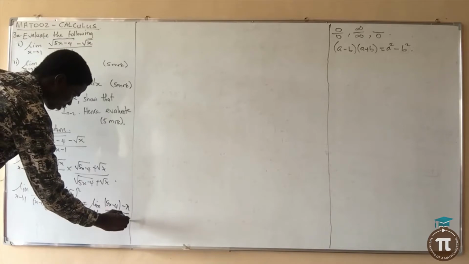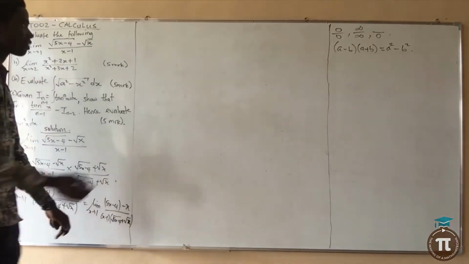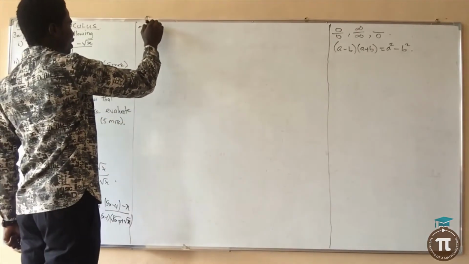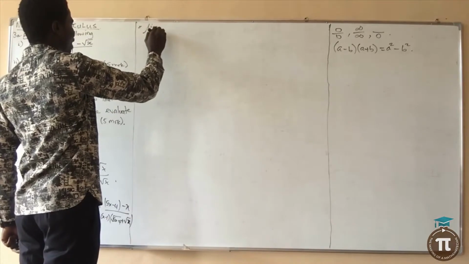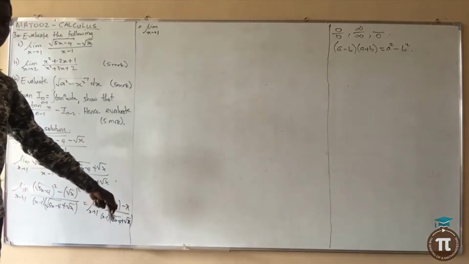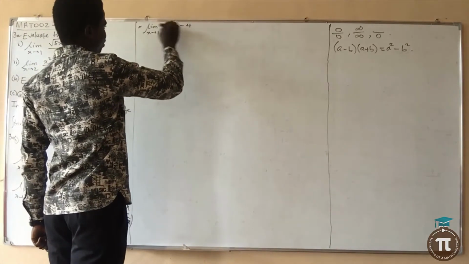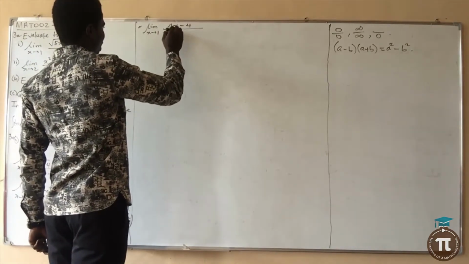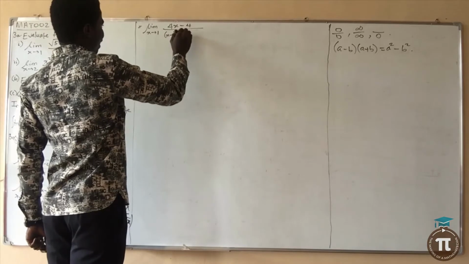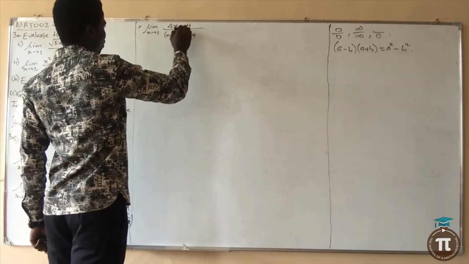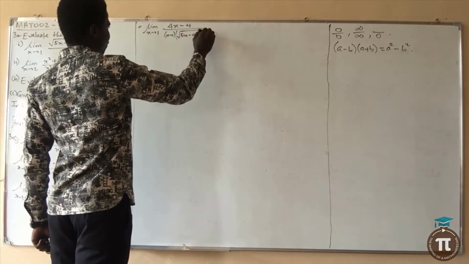square root of x. So if we simplify the numerator very well, I have limit as x goes to 1. 5x minus x will give me 4x. So I have 4x minus 4 at the numerator, divided by x minus 1 times square root of 5x minus 4 plus square root of x.